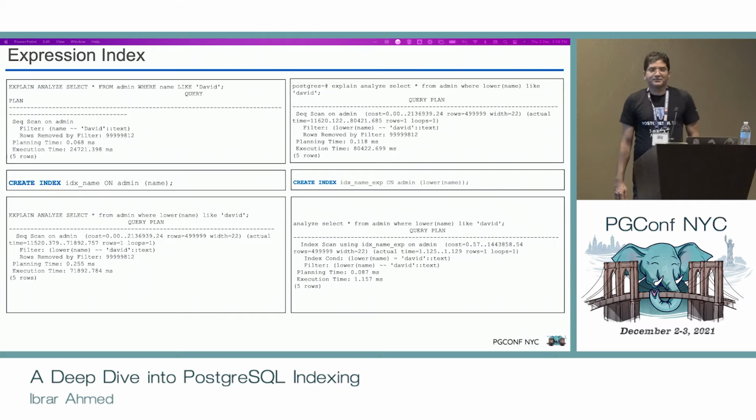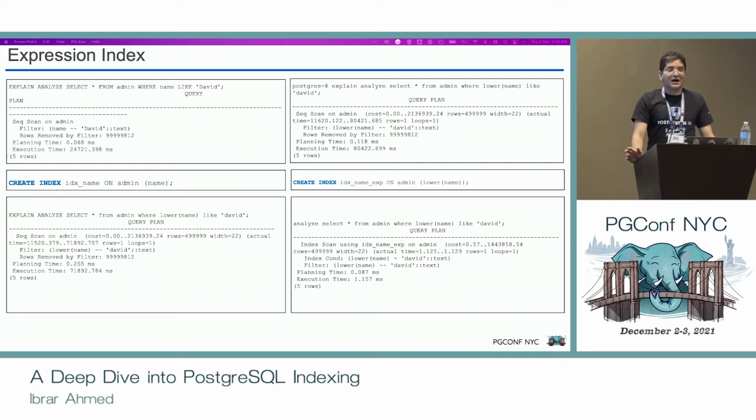Now, expression index. When you analyze pg_stat_statements and you know your application, you may find that you are using some kind of expression in your queries, and you are always using that expression. So instead of creating your index on a column, you can create an index on that expression. For example, if you create an index on name, but mostly you are using a query where you compare a lowercase name with some name, then an index created using just name won't be used because you are using lower in the query.